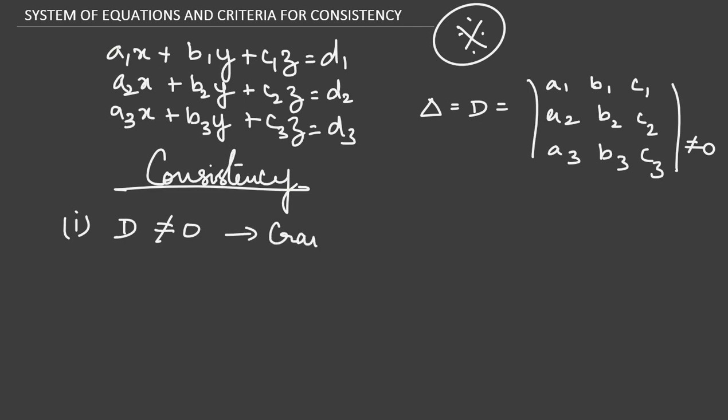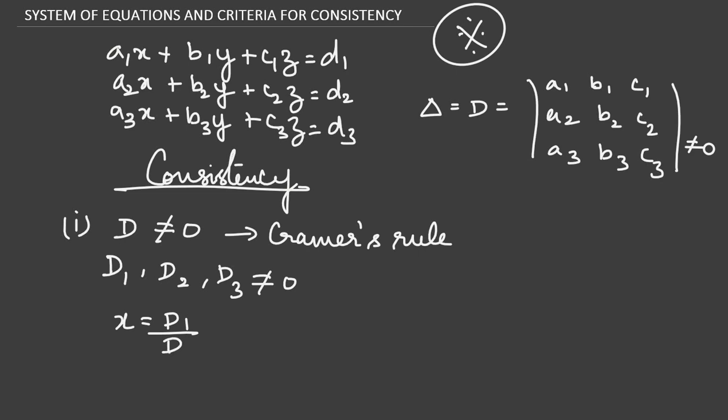We apply Cramer's rule here and say the system of equations is consistent, having a unique solution. D1, D2 and D3, all three are not equal to 0. Then we use Cramer's rule to find x: x is equal to D1 by D, y is equal to D2 by D, and z is equal to D3 by D.